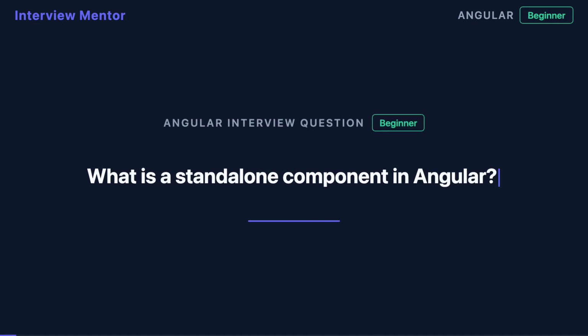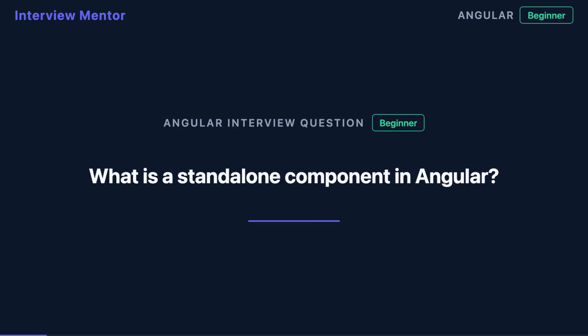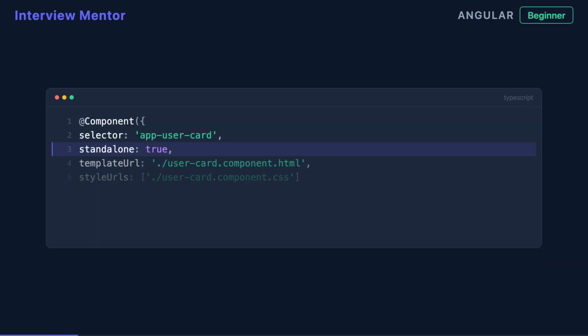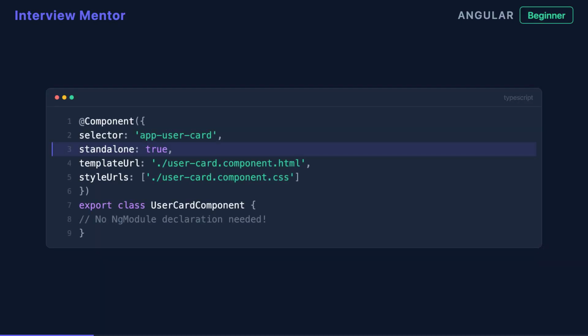Remember the days of declaring every component in an NgModule just to use it elsewhere? Angular standalone components eliminate that entire layer of complexity. A standalone component is marked with the standalone true flag in its component decorator. This single flag means the component no longer needs to be declared in any NgModule. You can use it directly without all that boilerplate. The Angular compiler handles everything behind the scenes.